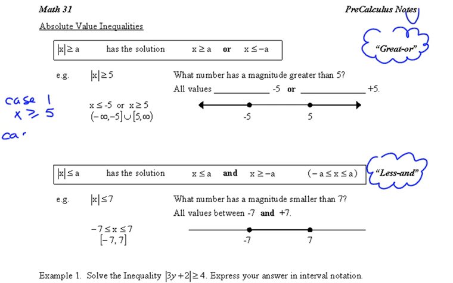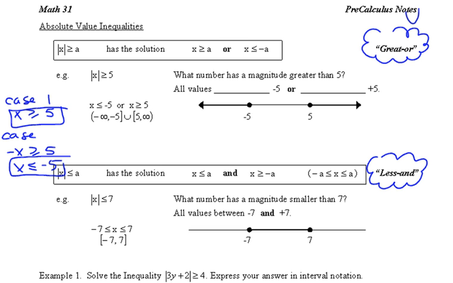Case 2, we take the negative. Now, what happens when you divide by a negative? You switch the sign. X is less than or equal to negative 5. And because it's greater than, we're going to take the union of the 2. So the solution would be when x is less than or equal to negative 5 or x is greater than or equal to 5. We take the union of the 2.